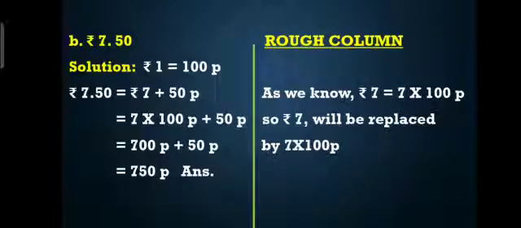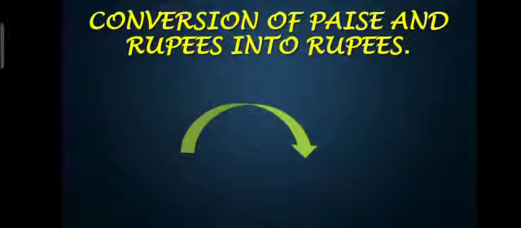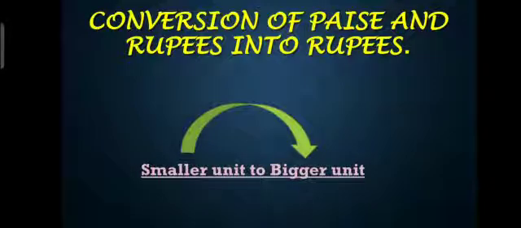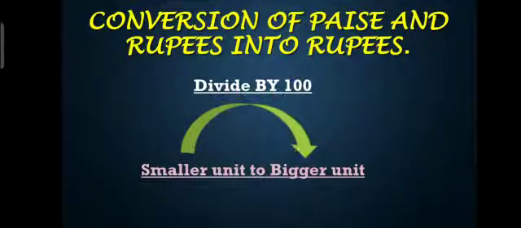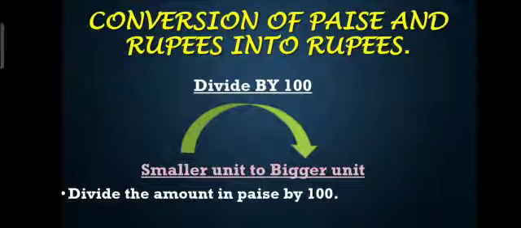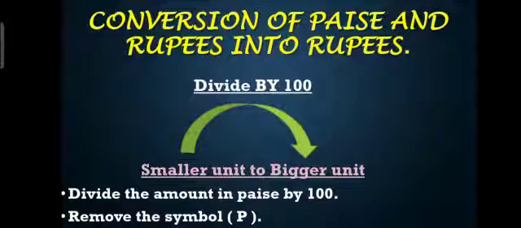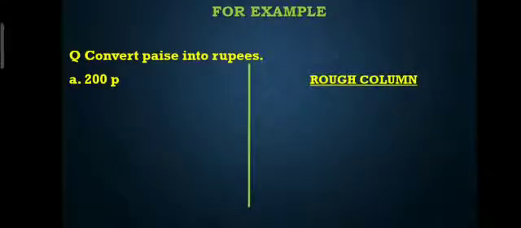Now let's look at another conversion, of paise into rupees. Children, here we are converting from a smaller unit to a bigger unit. So when we are converting a smaller to bigger unit, we will simply divide the amount by 100. Then we will remove the symbol of paise. Let's understand with an example. Children, here we have 200 paise. Children, here we have a smaller unit and we have to convert into bigger unit.